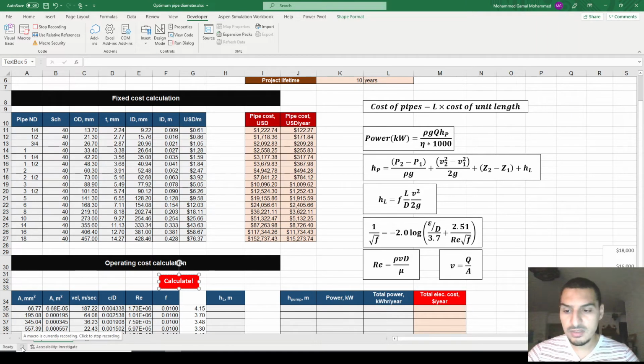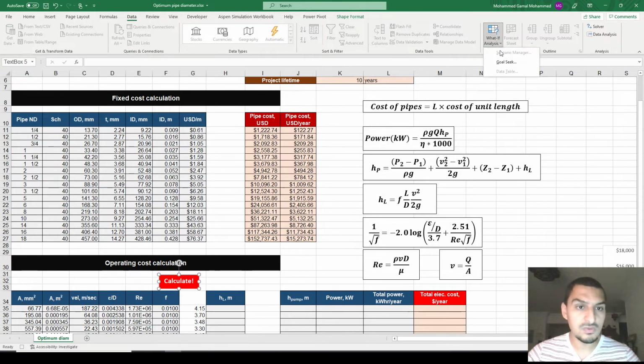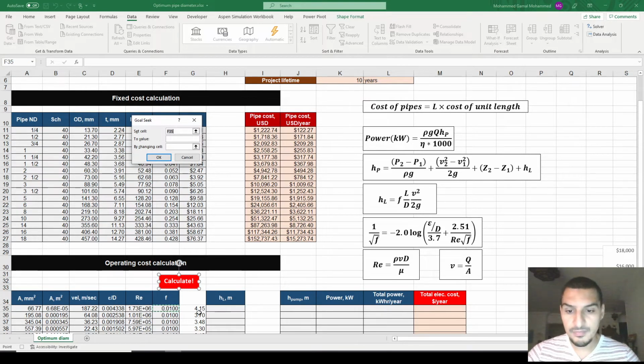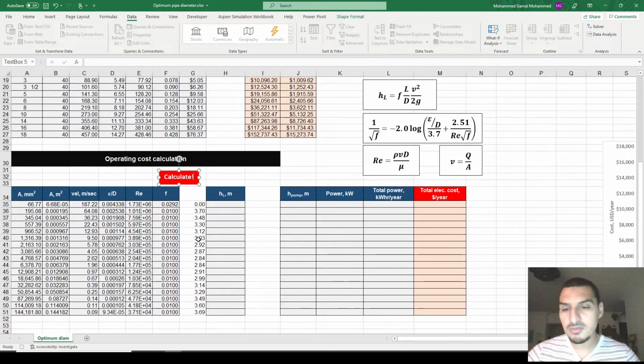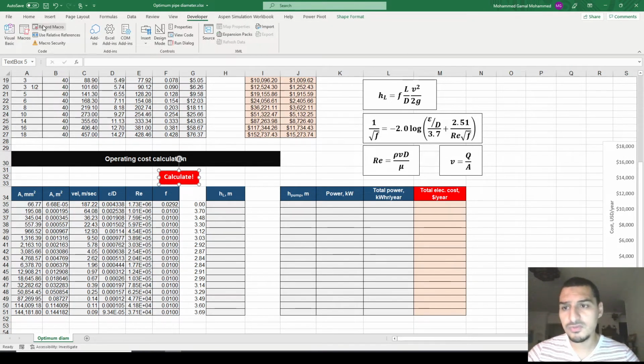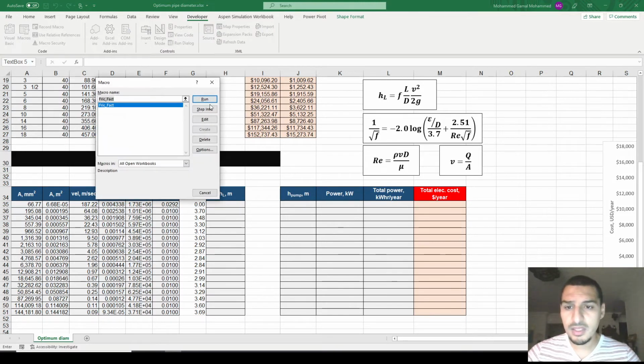You see here it says a macro is currently recording, so this icon can also help let you know that it's recording. I'm going to do goal seek, setting this to the value of 0 by changing this, and clicking OK. So it's doing it now. I should expect to repeat the goal seek for all of these, like 15, 16 times. But we saw before that we can find a better alternative. So I'm going to stop the recorder and edit the macro.